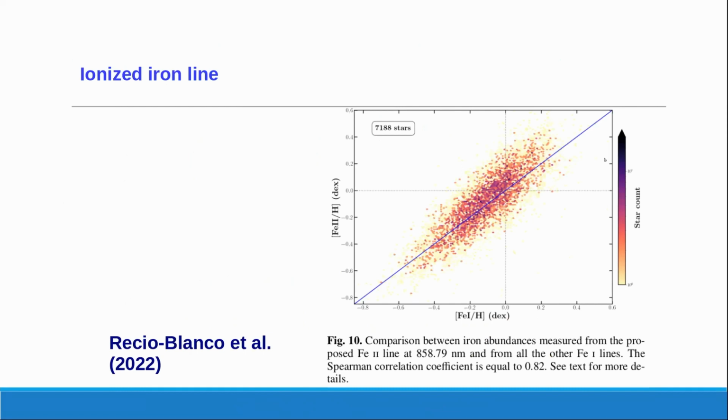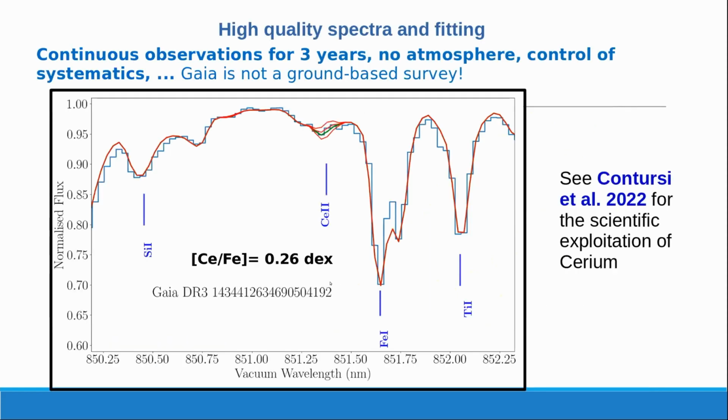This is one of the amazing results we found with the GSP-Spec output. We can measure the ionized iron, and the abundance of this ionized iron correlates very well with that of the neutral iron. As you can see here, the correlation coefficient is very high, 0.8, suggesting that we are right in assuming that this is ionized iron. It was a very complicated line because there is not much information about this in the literature.